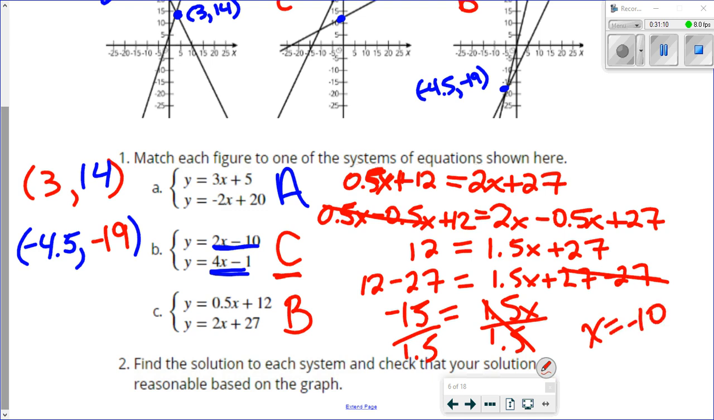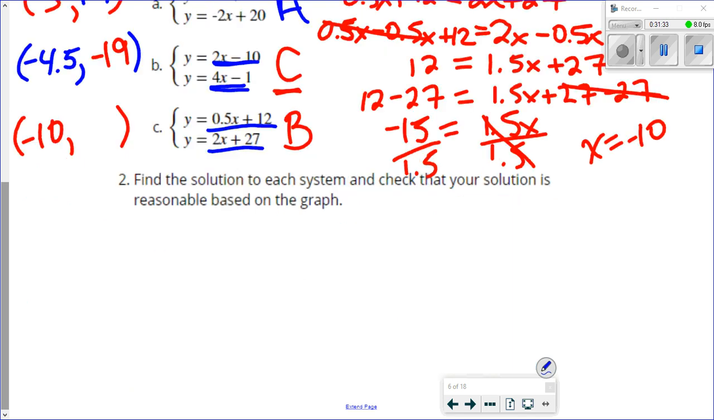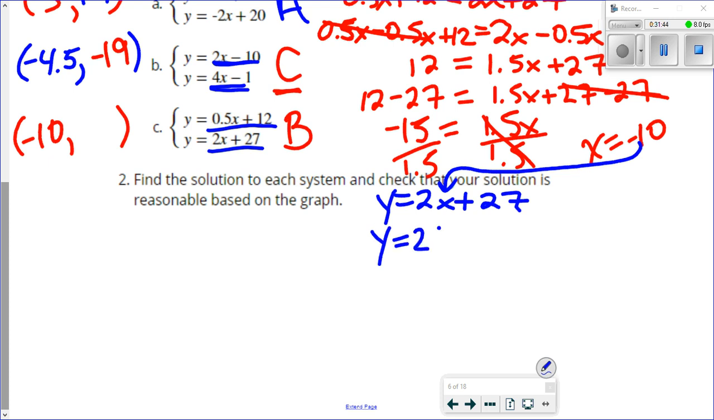All right, so I have an x value here. And now I need to go back and find my y value to the system algebraically. Again, remember, the choice is yours. You can choose either the top equation to input negative 10 into or the bottom. I'm going to choose the bottom equation just because it doesn't have the decimal, so it's going to be a little bit easier for me to work with. Definitely you can choose the top if you prefer though. So I'm going to choose my y equals 2x plus 27. I'm going to take what I got for x and input it into the equation. So negative 10 replaces x.